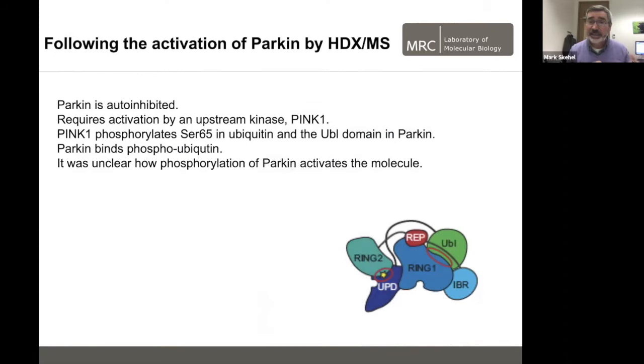Okay, so what we then went on to look at with Christina in David Komander's lab was parkin. So parkin is auto-inhibited and requires activation by PINK1. Okay, and PINK1 phosphorylates serine 65 on ubiquitin and the UBL domain of parkin. Okay, so it's the binding of serine 65 on ubiquitin here and the phosphorylation of ubiquitin that activates the molecule.